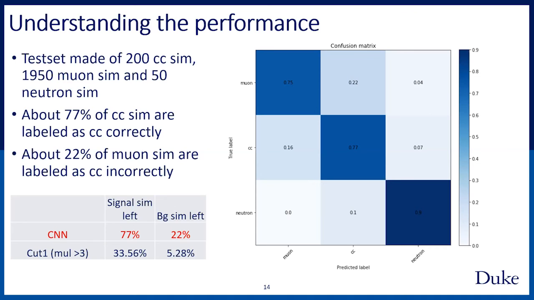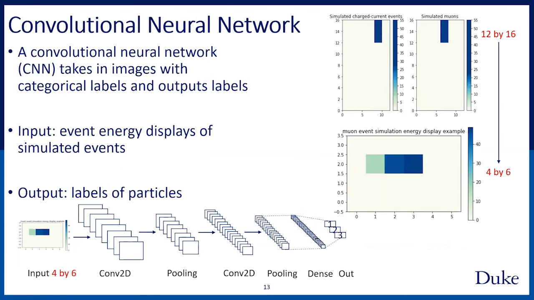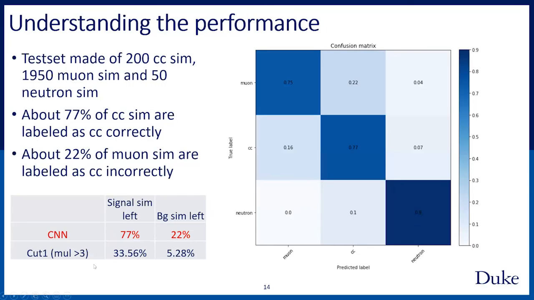Here actually shows a comparison between this machine learning approach and a more traditional physical cut approach. The multiplicity is how many detector cells have non-zero energy simultaneously. So if I go back to this slide right here, in this case, this event energy display is showing a multiplicity of 3. Just to give you a sense of what that is.